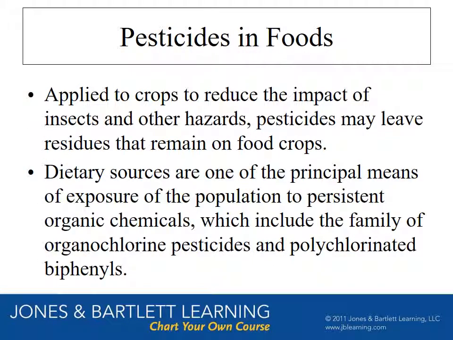Pesticides in food. Pesticides are applied to crops to reduce insects, to improve growth of the food, but these can impact and may remain on the food after the food is grown. And diet is one of the main exposure routes for persistent organic chemicals that are associated with pesticides, particularly organochlorine pesticides and polychlorinated biphenyls.